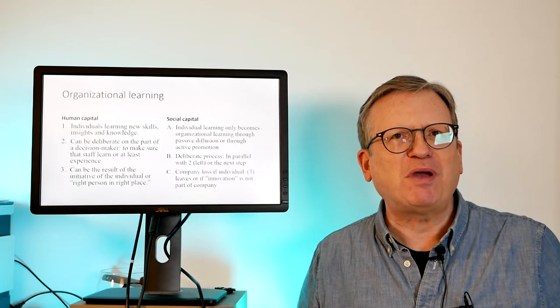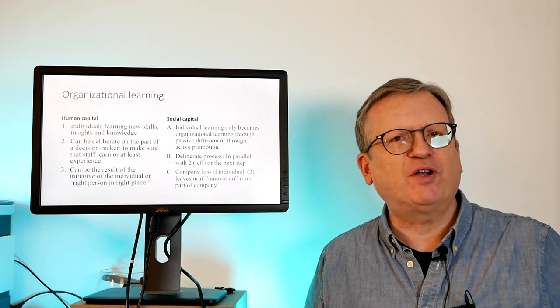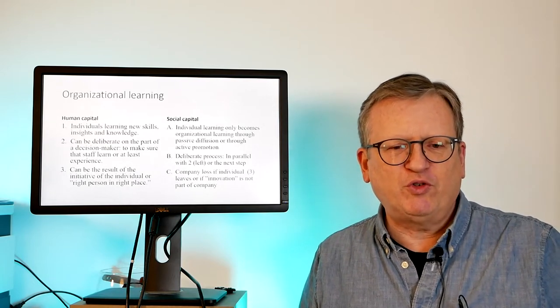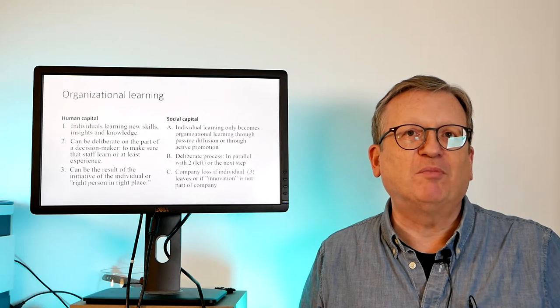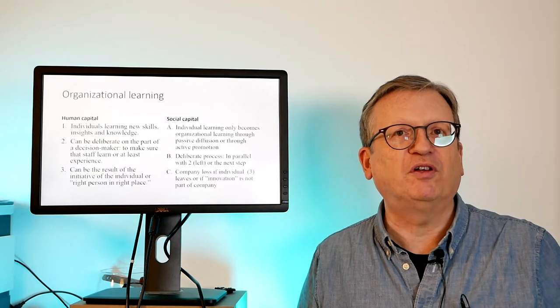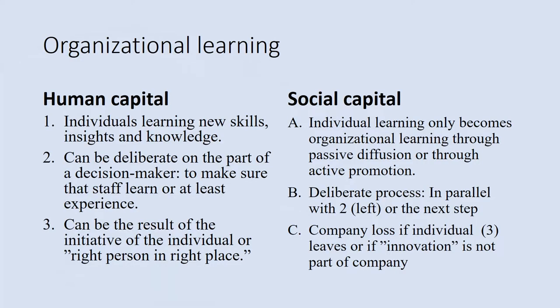We can make a connection back to the article by Lucas again, in terms of organization, by looking at human capital and social capital. On the left, we see points 1, 2, and 3. When it comes to this, it's that individuals are learning something new. This could be deliberate on the part of an important manager or decision maker to make sure that staff find it important and have the possibility to learn new things on an individual level. On the other hand, it could be number 3, it could be the result of an individual herself or himself figuring that I really need to learn this regardless of what my most immediate manager thinks about this, because this is important. And that also is because there's perhaps a bit of autonomy in the organization.